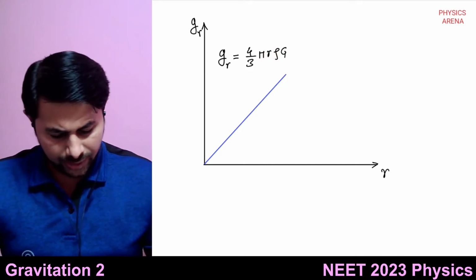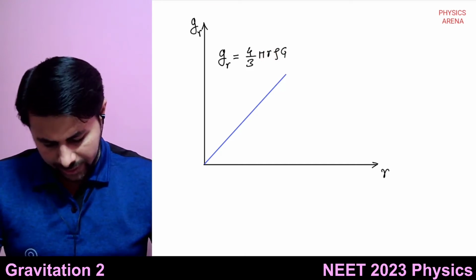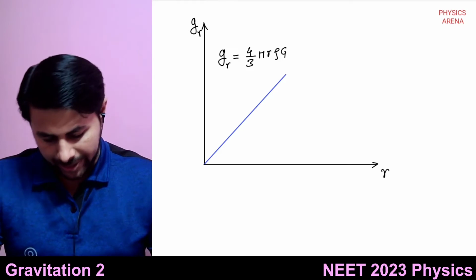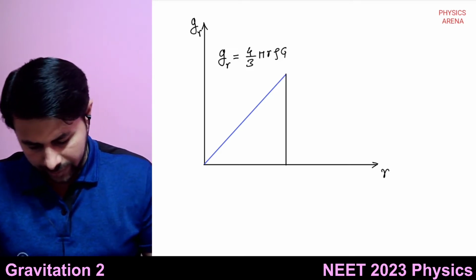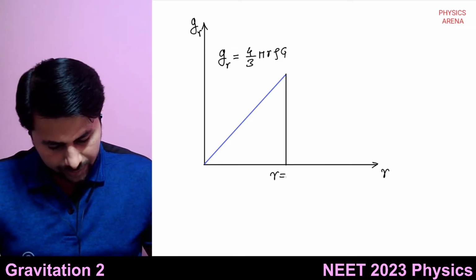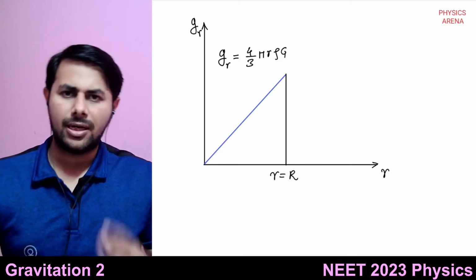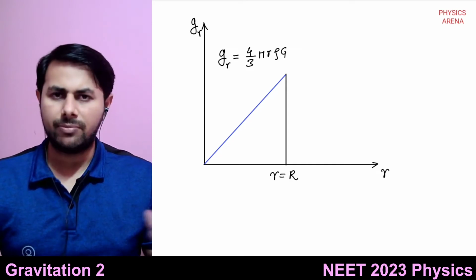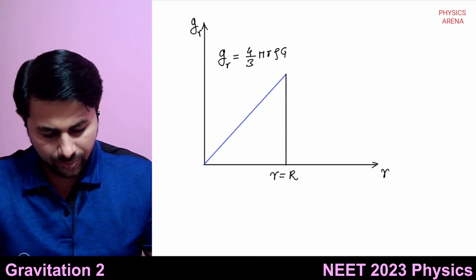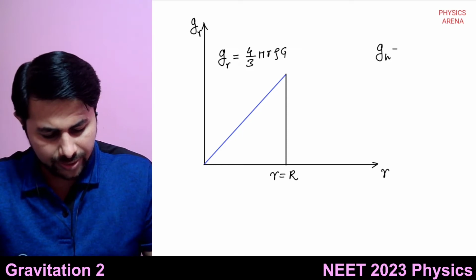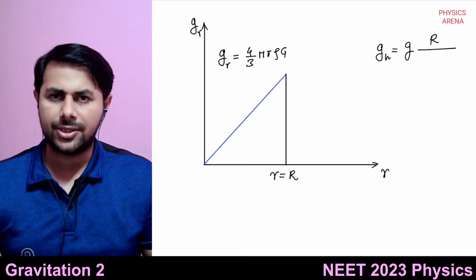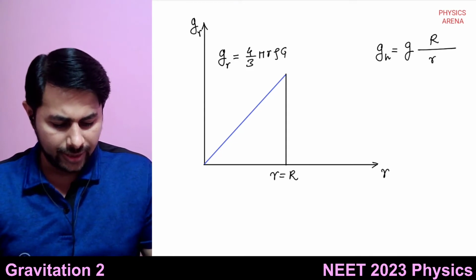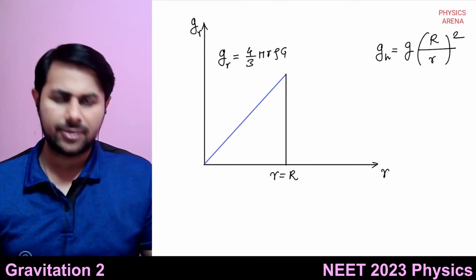Okay, then this is still r equals capital R. After that, if you have some height, then the formula is g_h equals g multiplied by R upon R plus h whole square, or you can say R upon small r square.